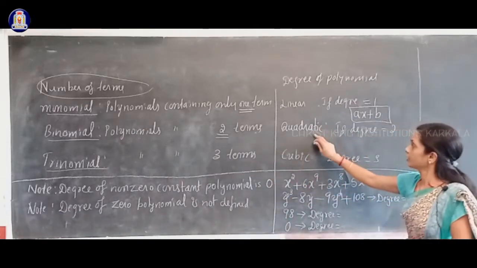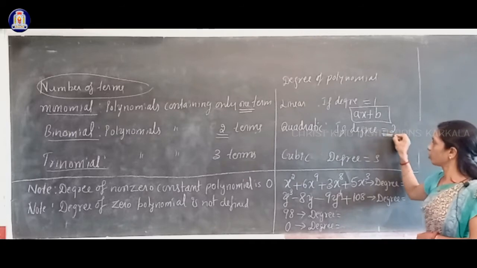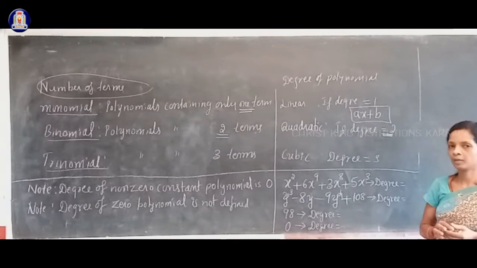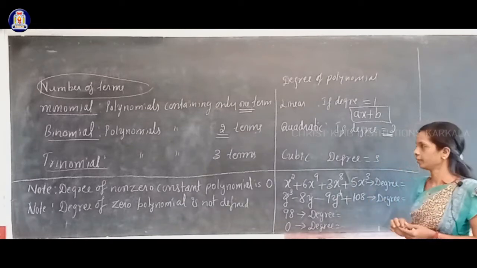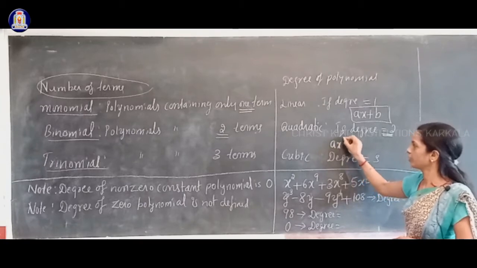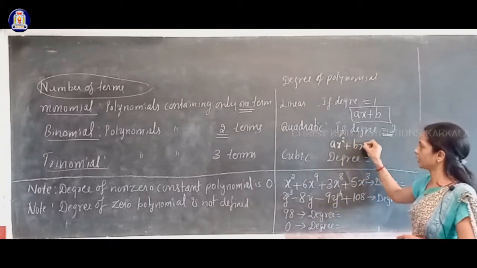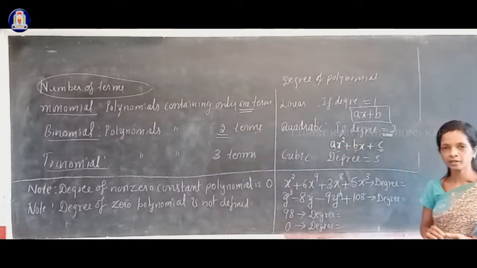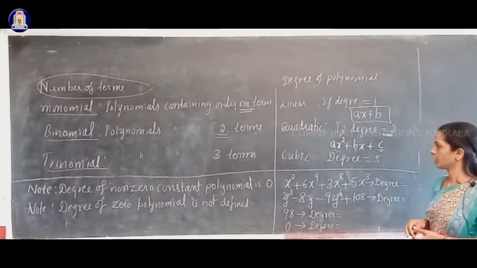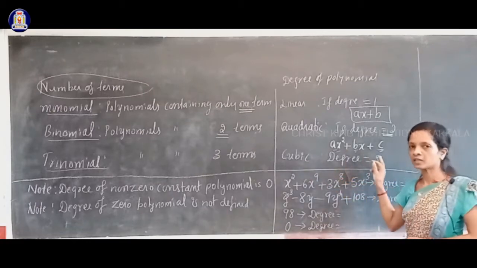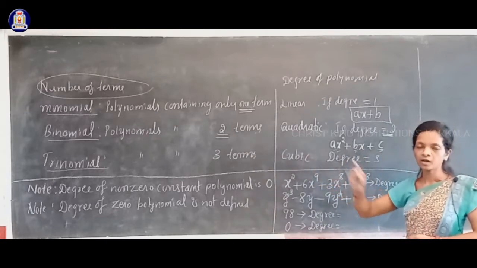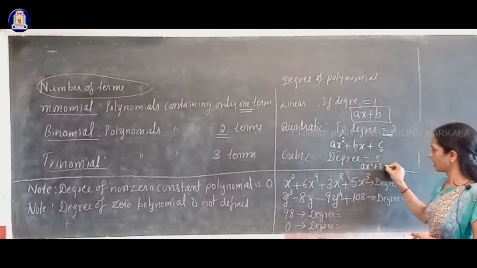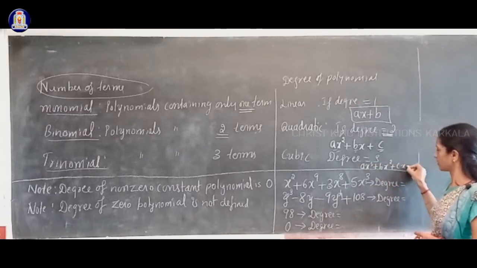And what is a quadratic polynomial? If the degree of the polynomial is 2, that is, if the highest power of a variable is 2, then that polynomial is called a quadratic polynomial. The standard form of that is ax square plus bx plus c. Here a, b and c are any real numbers, any constants. And if the degree of a polynomial is 3, then that polynomial is called a cubic polynomial. The standard form of that is ax cube plus bx square plus cx plus d.